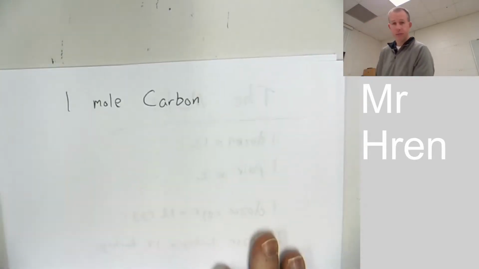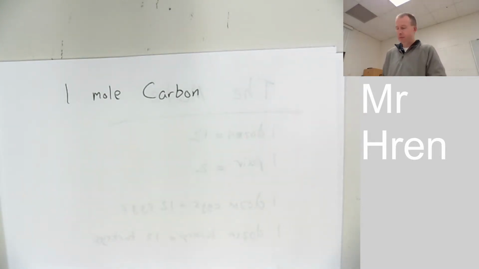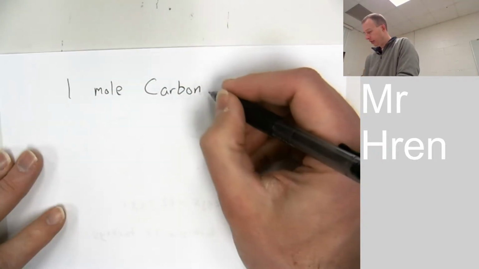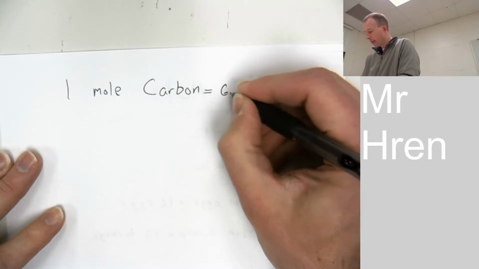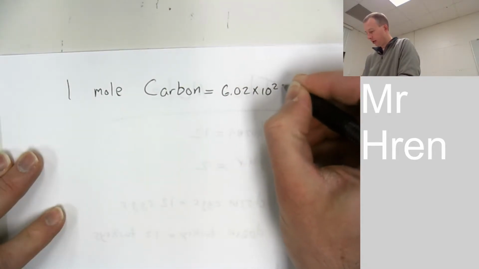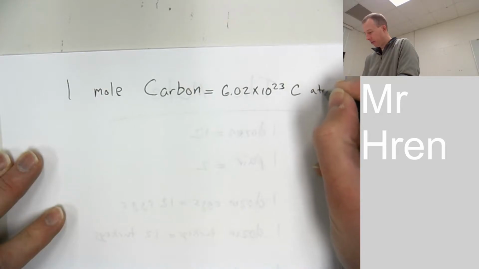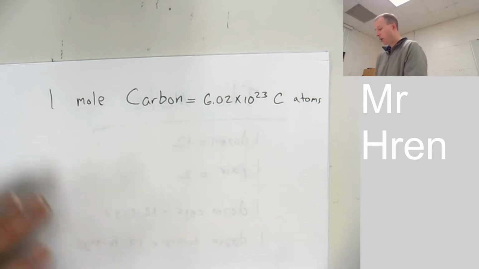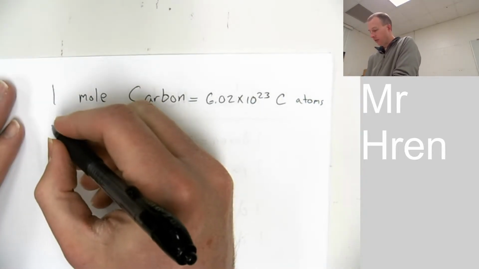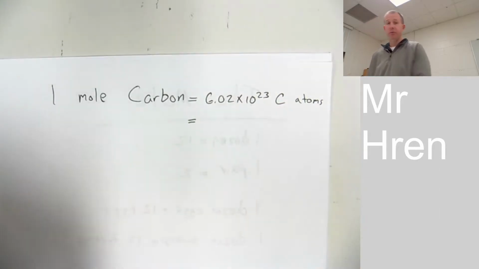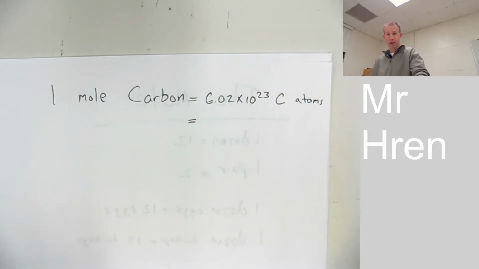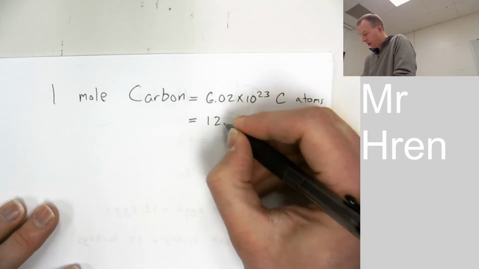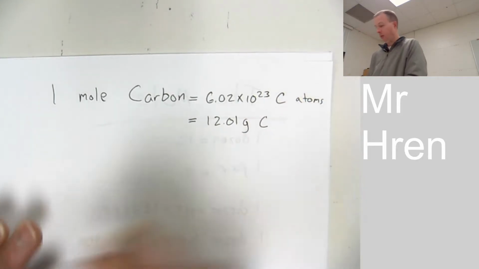1 mole of carbon is equal to a couple things. So 1 mole of carbon is equal to, again, 6.02 times 10 to the 23rd carbon atoms. So I'm going to write it like that. I'm going to abbreviate carbon C. At the same time, 1 mole of carbon is also equal to a certain mass. And this is why all this actually matters and why we care about any of this. 1 mole of carbon is equal to 12.01 grams of carbon.